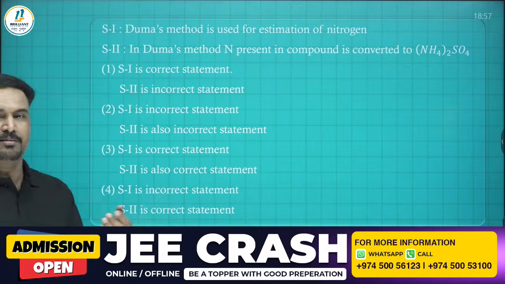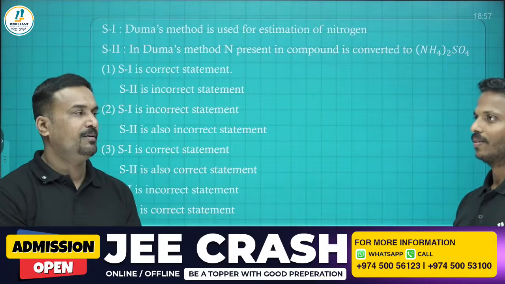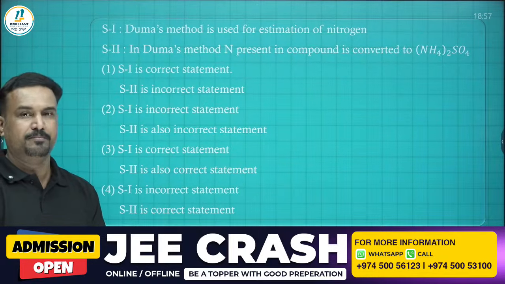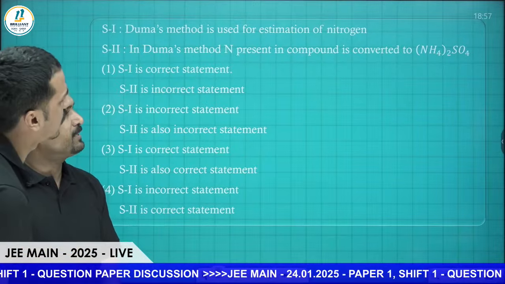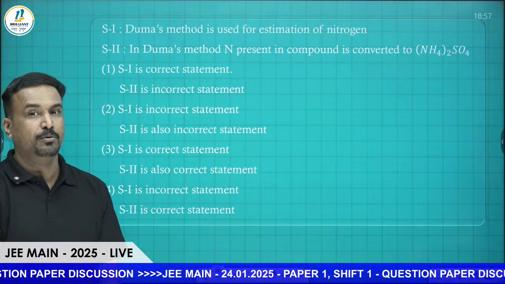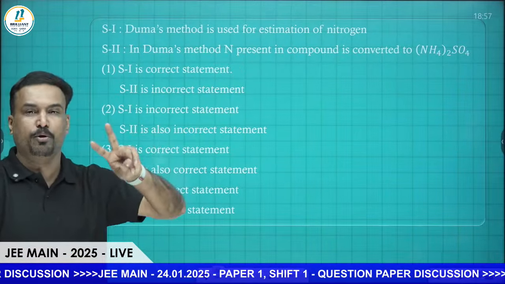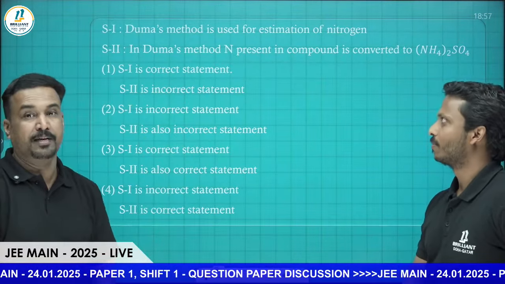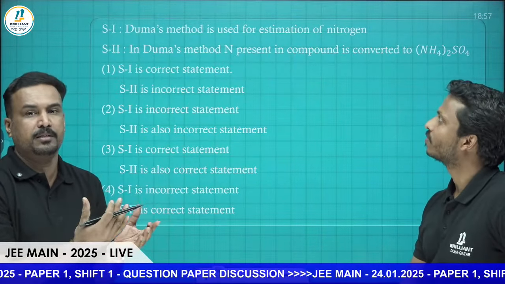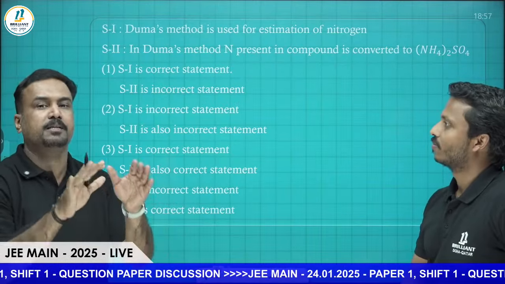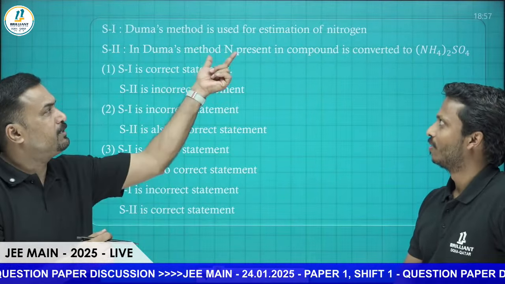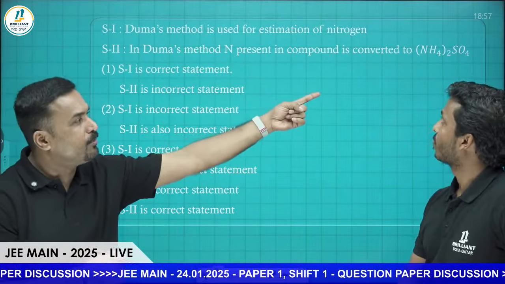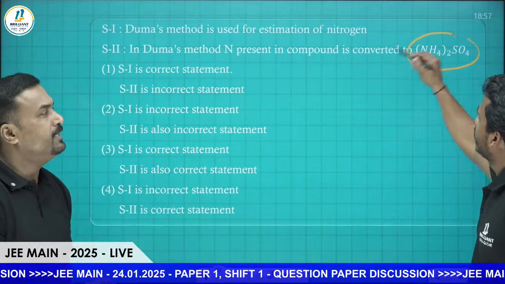This one I think we discussed yesterday. Already we discussed, right? Dumas method is used for the estimation of nitrogen. But don't get confused. For nitrogen, there are 2 important methods: Kjeldahl's method as well as Dumas method. And what compound is formed, that you have to keep in mind. So during Dumas method, the compound formed is not ammonium sulfate. Instead it is free nitrogen.